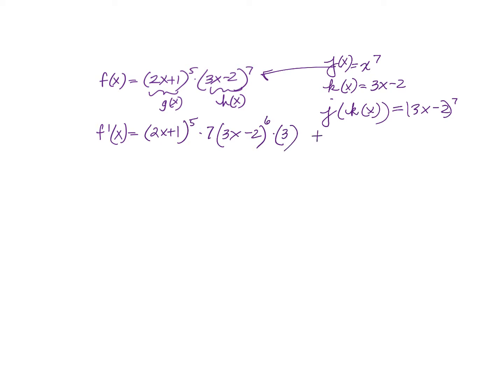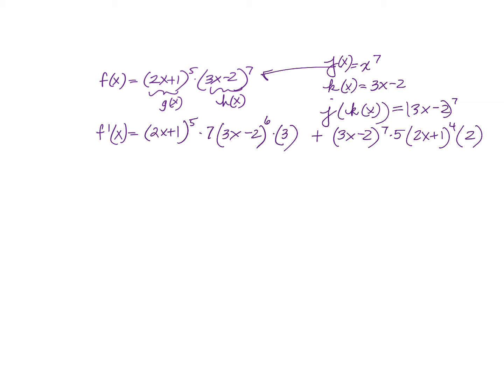Now I'm going to add to that the second function, which is (3x - 2) to the 7th, times the derivative of the first. And when I do the derivative of the first, it's similar to what we did when we took the derivative of the second. I'm going to bring the 5 down and leave the inside alone, and now it's to the 4th power, and then times the derivative of the inside.